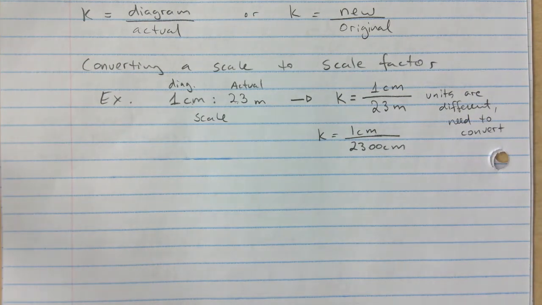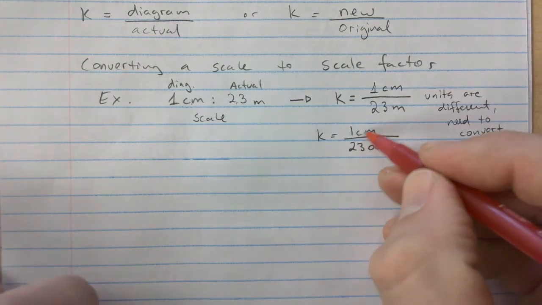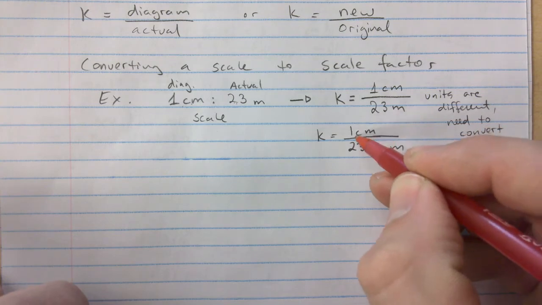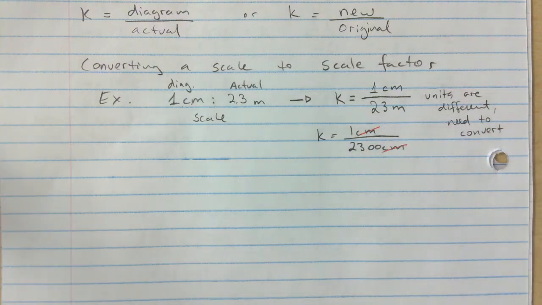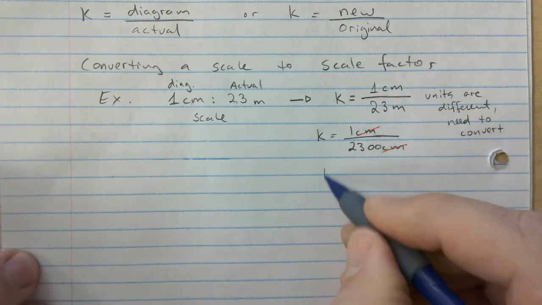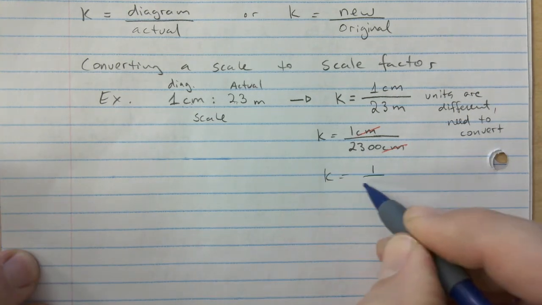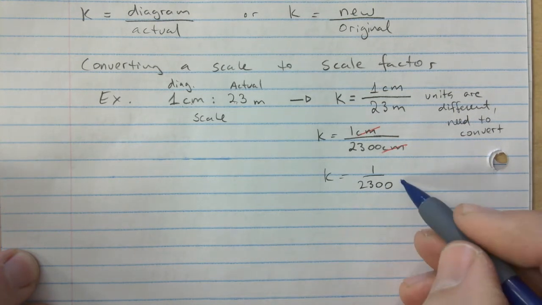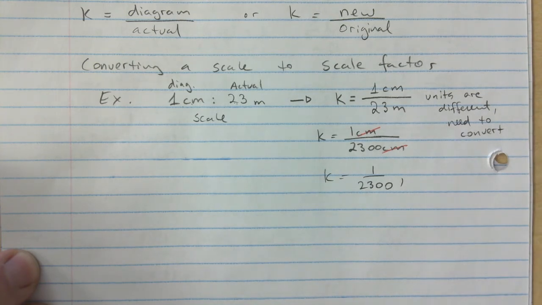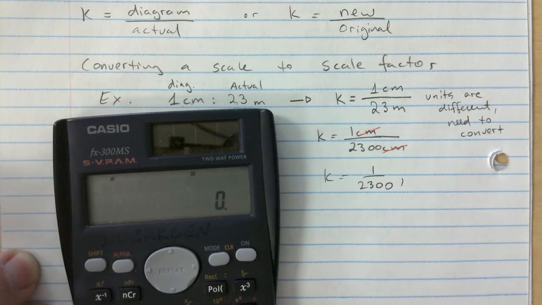But now that the units are the same, we can cancel out centimeter with centimeter and are just left with K is equal to 1 over 2300. Okay, and that is as a fraction. We can also write it as a decimal. So let's go ahead and do that. We just go 1 divided by 2300.